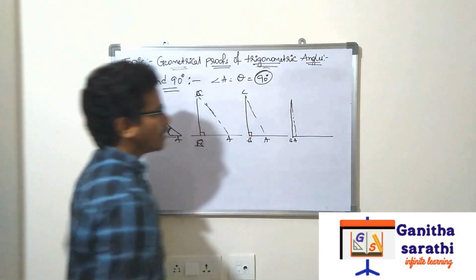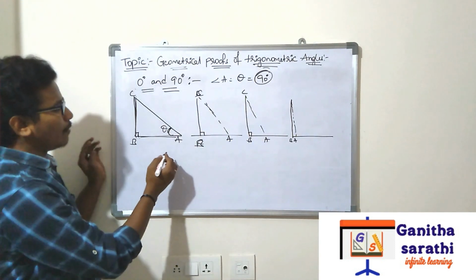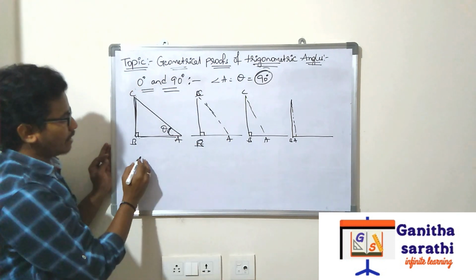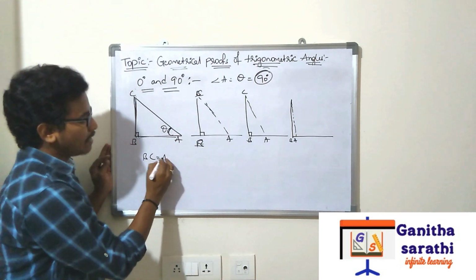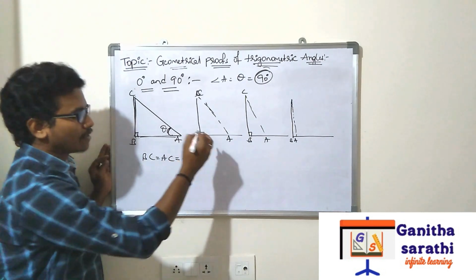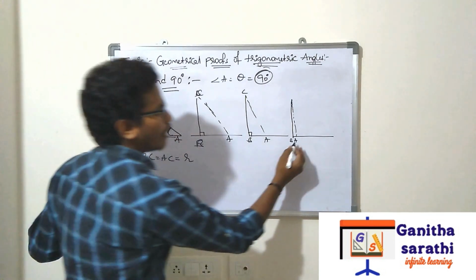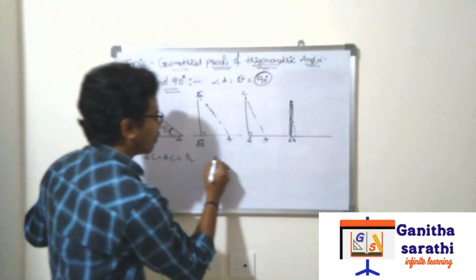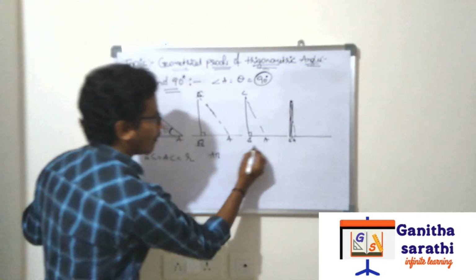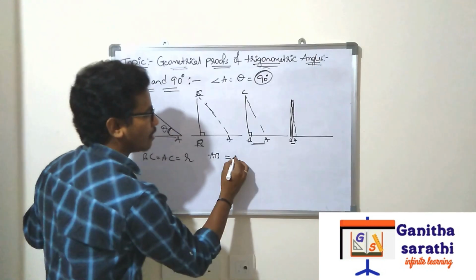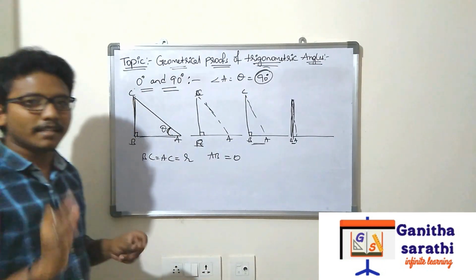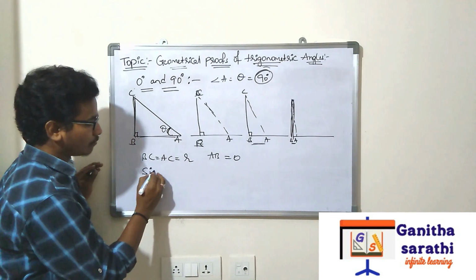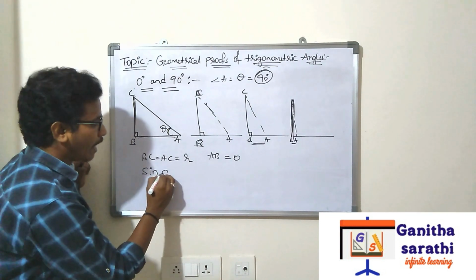So at the last, what will be the matter? BC and AC are equal. Take it as R. So AB will be coming in a single line, so the value of AB will not be there. So AB value is 0. Got it.